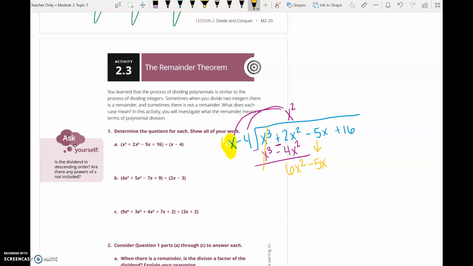Now, what times x would make 6x squared? Distribute. So 6x squared minus 24x. Again, we are subtracting. You need to be careful. Cancels. Negative 5 minus a negative 24. So minus minus really makes plus, right? So this is going to be 19x.